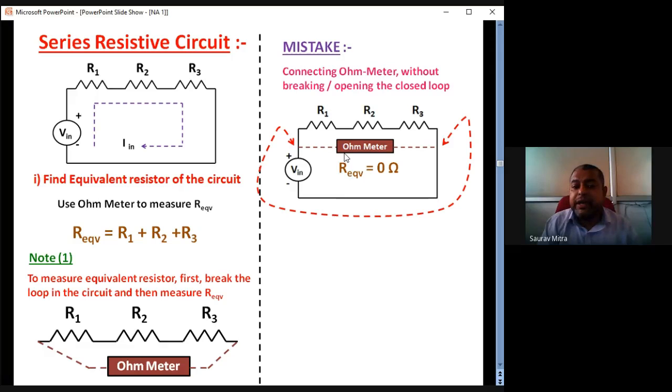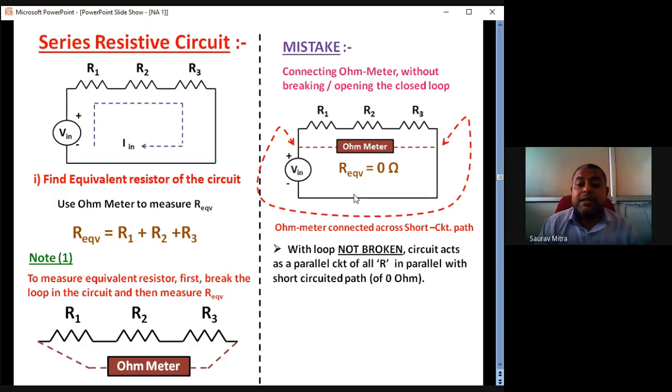So now without breaking the loop, if you are connecting the ohm meter, it seems to be ohm meter connected across a short circuit path. So there is a short circuit path, and across that you are connecting an ohm meter because you are not opening the loop for measuring the equivalent resistance. So if you are not opening the loop and connecting an ohm meter, means you are connecting these 3 resistances across a short circuit path and you are trying to measure what is the resistance across this short circuit path.